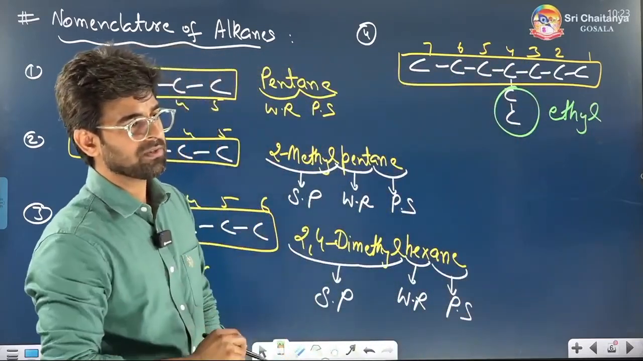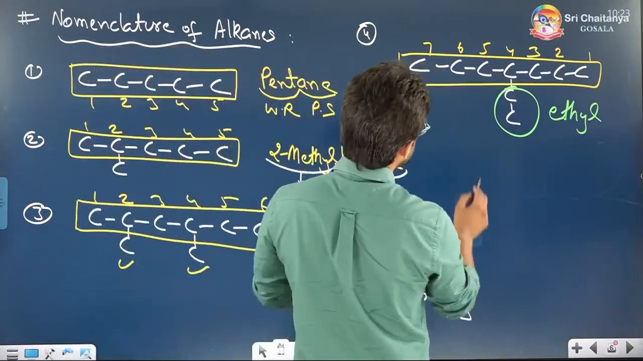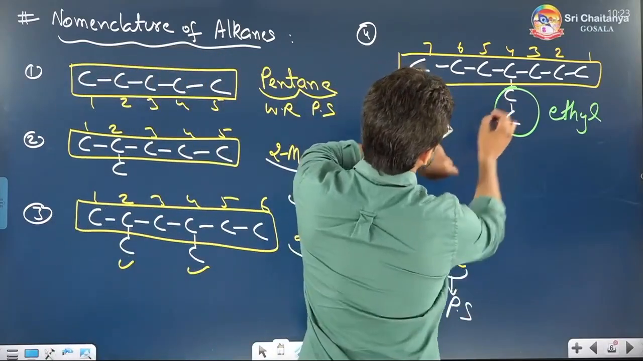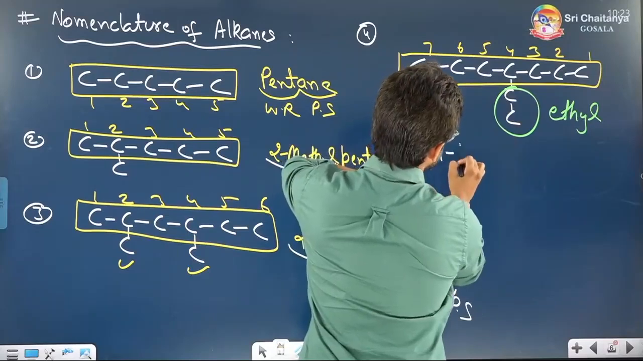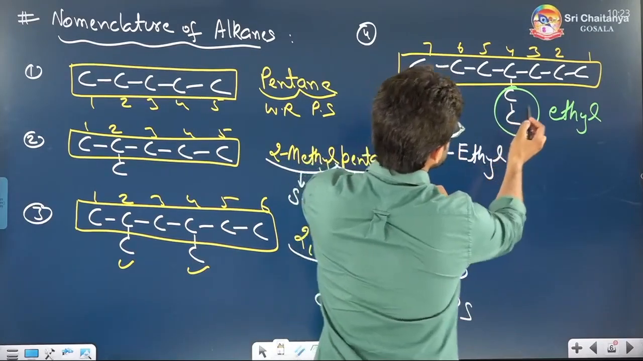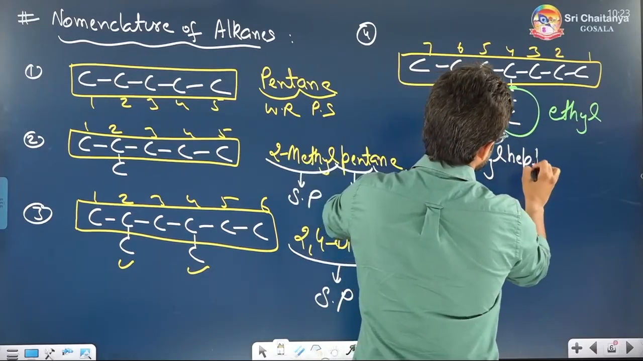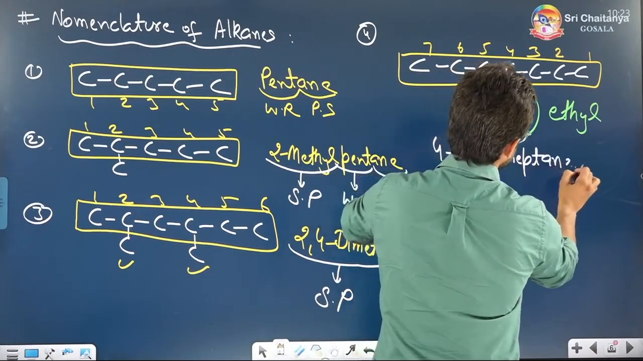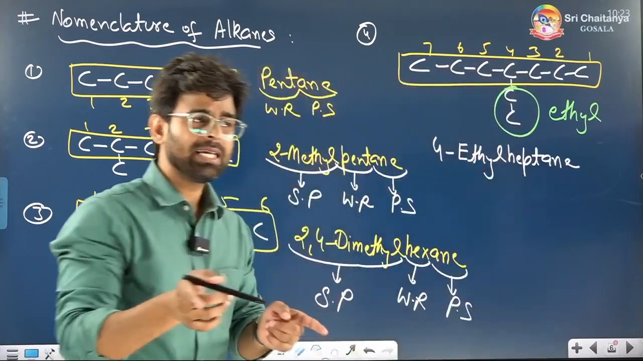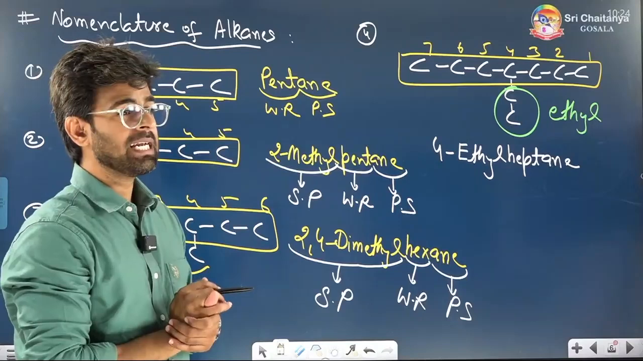Rectify your answer now. Some students are doing great. Look at this. I am calling it 4-ethyl, right? How many carbons? 7. Heptane. 4-ethyl heptane. Very good.